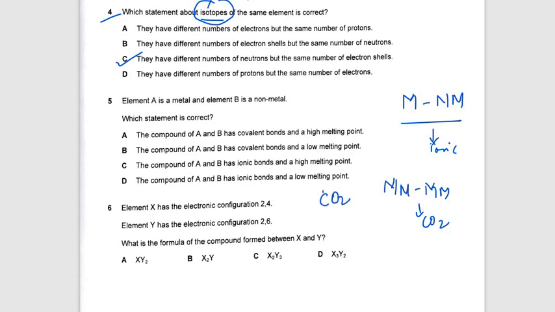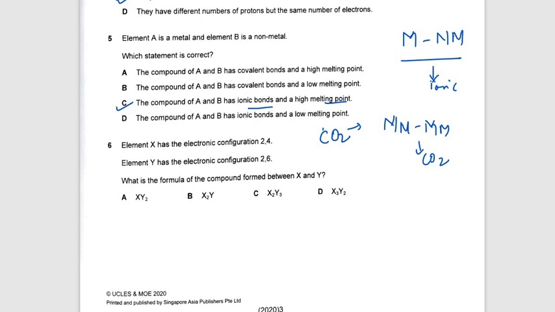Carbon is a non-metal, oxygen is a non-metal. So when they combine, they share the electron, so it's a covalent bonding. And if you look, all the covalent compounds are gases. It means they have very low boiling point and melting point. Ionic compounds have very high melting and boiling points because they are held by a very strong force of attraction. So option C is correct: ionic bond and high melting and boiling point.